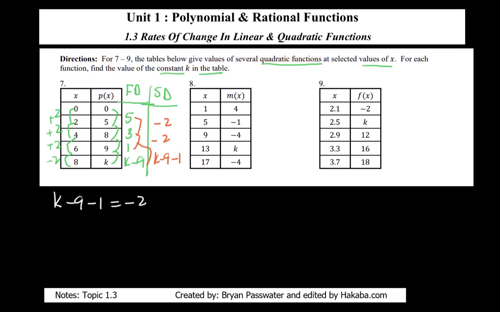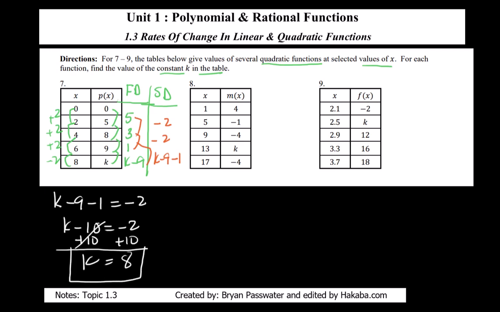Minus 9 minus 1 is 10. So k minus 10 equals negative 2. To solve for k, we will add a positive 10 left and right. So the k, because minus 10 plus 10 is 0, negative 2 plus 10 is 8. So the k value is 8.